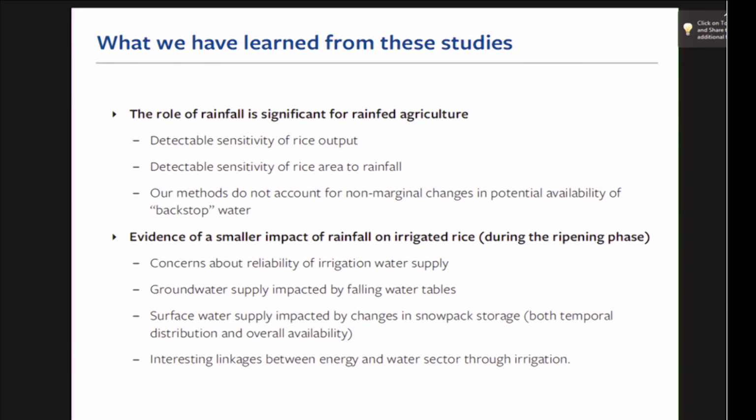So there's this availability of backstop water, and what I mean here is large amounts of irrigation water in a drier world and drying regions. So the issue here is we're really worried about reliability of irrigation water supply, right? And we've talked about snowpacks, and I will again in a second, but groundwater supply is heavily impacted by falling water tables. You're going to have to drill deeper and deeper and deeper, and more extractions will lead to more and more rapidly dropping water tables.